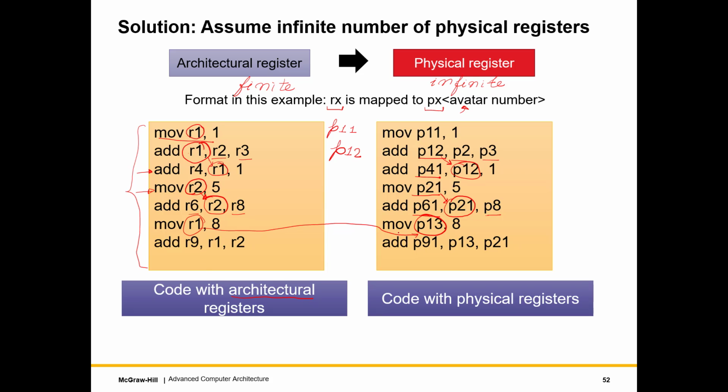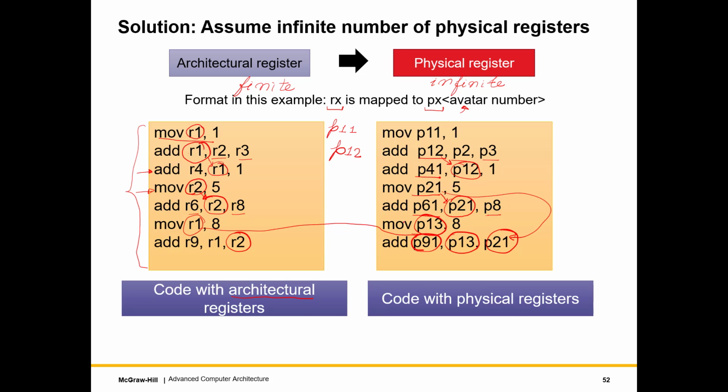Finally, we'll use R1. Which version will we use? We'll use P13. And then we will use R2. Which version will we use? The latest version, which is the one written over here, P21. And we'll create a new avatar of P91. So this is the code with physical registers.